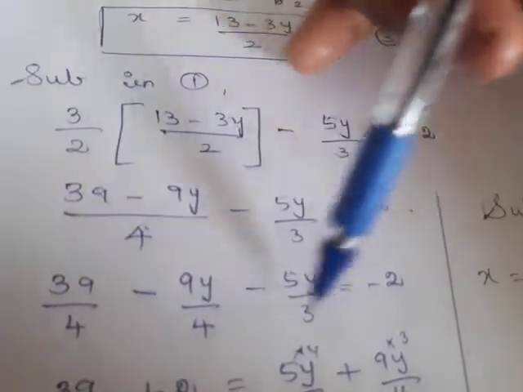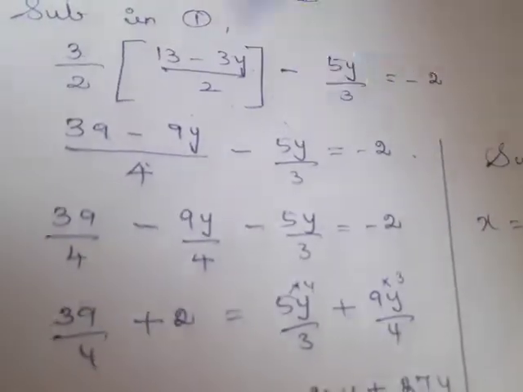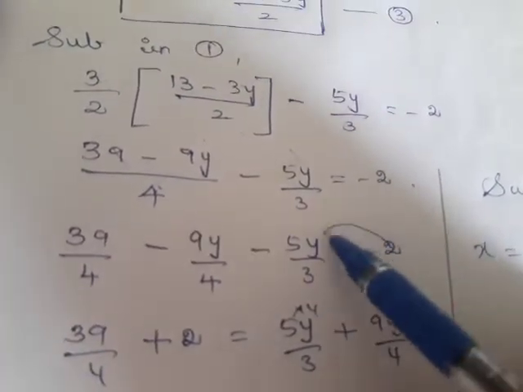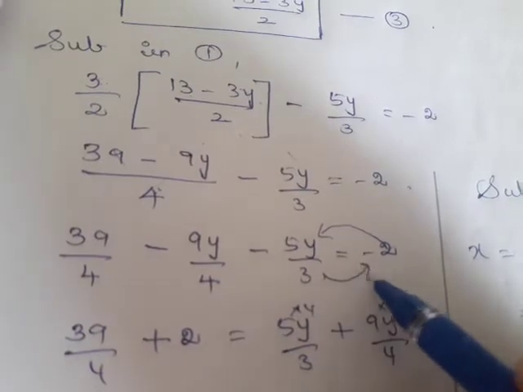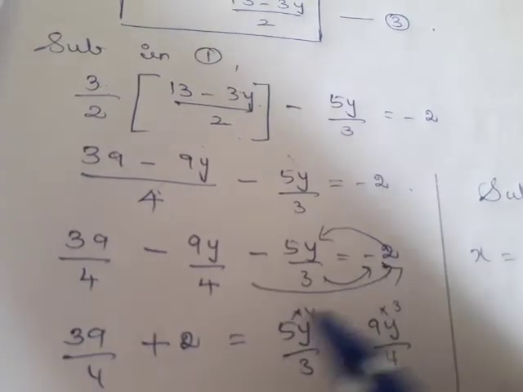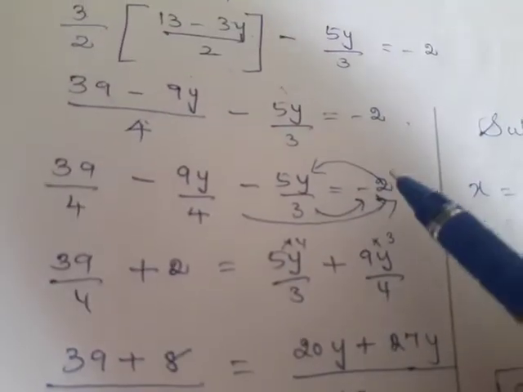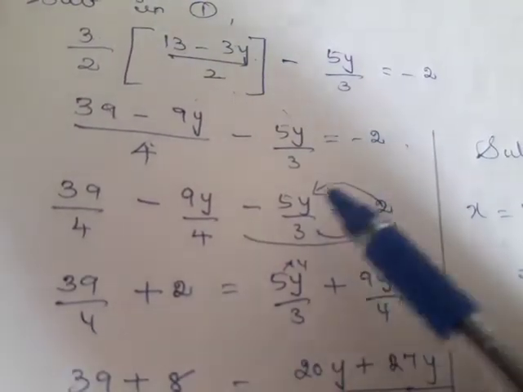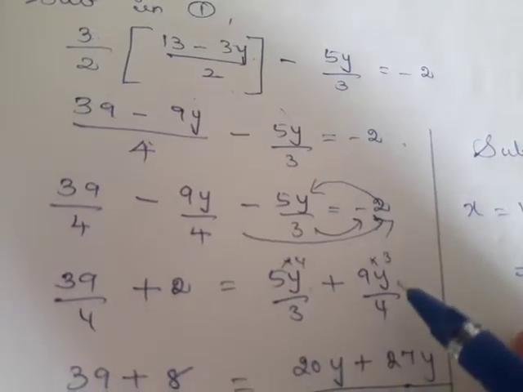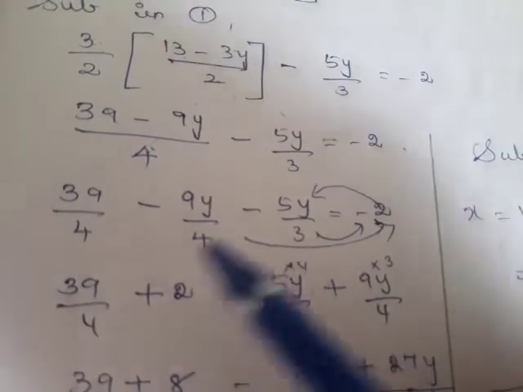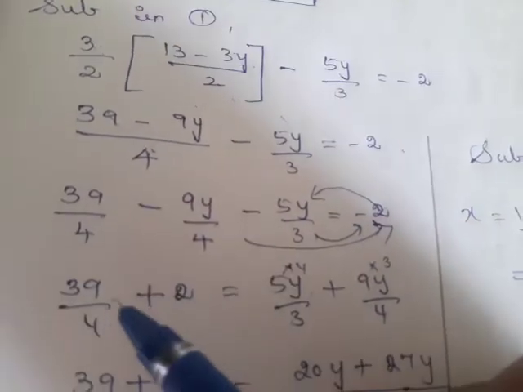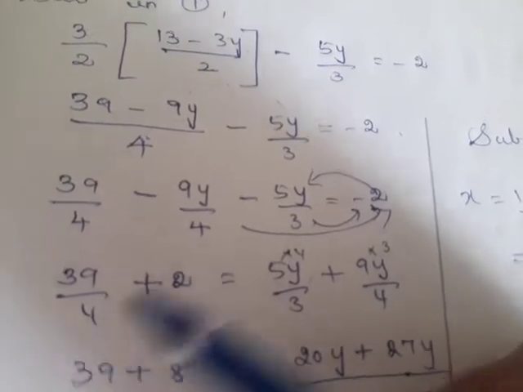Now our aim is to find y. So keep like terms together. I brought minus 2 to this side, and minus 5y by 3 and minus 9y by 4 to the other side to make it positive. So 39 by 4 minus 2, if I bring it to the other side, it will become plus 2, and this minus 5 by 3 has become plus, and this also has become plus. What I have done in this step, I brought the like terms together. Y terms on one side, constant terms on the other side, I have brought, right?